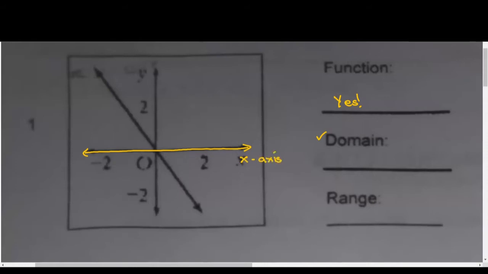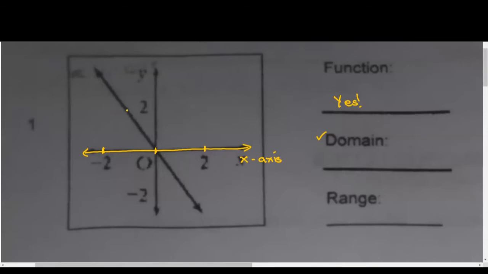So, baka akala ninyo yung domain ay -2, 0, at saka +2 lamang. Kasi yun ang nakikita nyo dito. No, hindi ganon maghanap ng domain. Ang domain, this is the set of all x coordinates ng mga points na nakikita nyo doon sa graph.